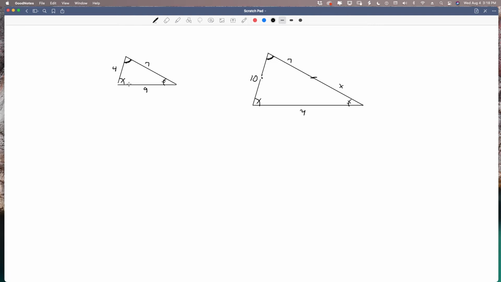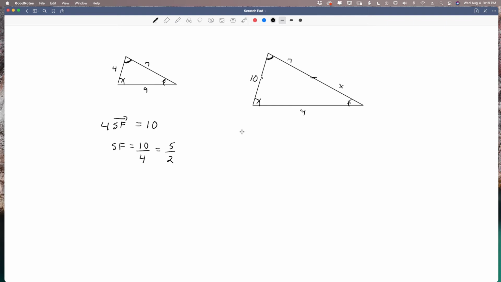So let's look at the scale factor. So 4 times some scale factor equals 10, right? So when we divide, the scale factor ends up being 10 over 4, and we can reduce that to 5 over 2. That's our scale factor that we're going to use, right?